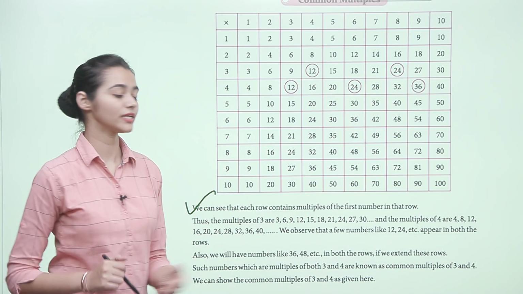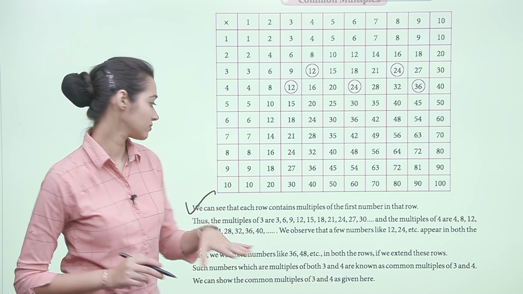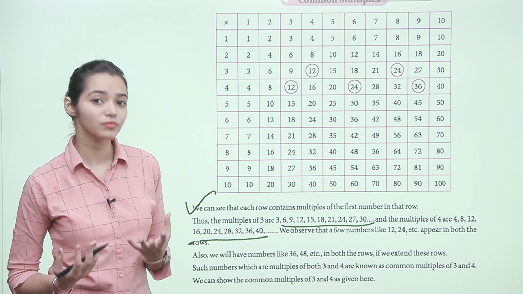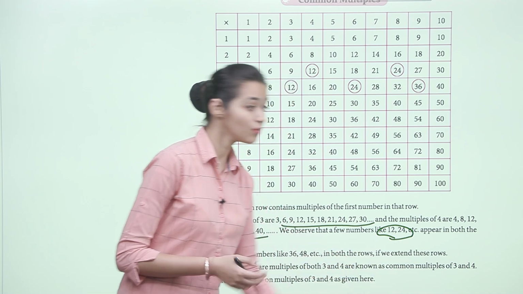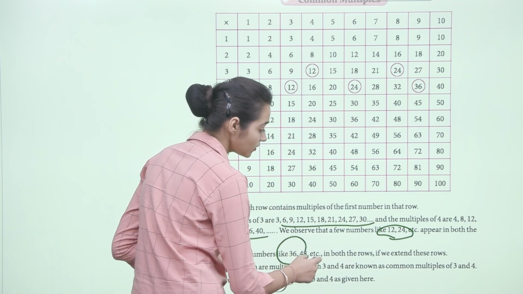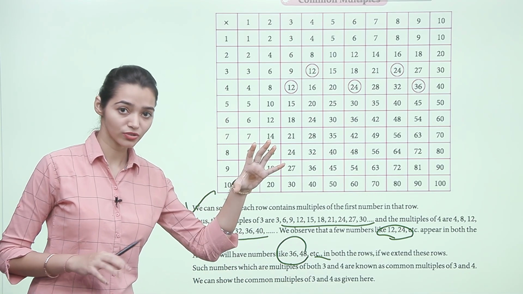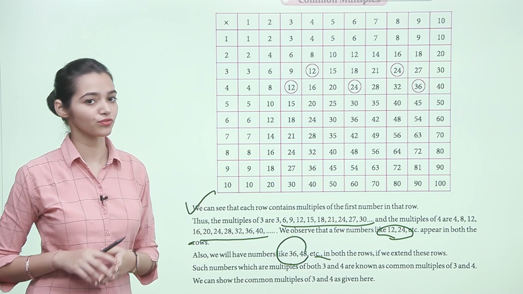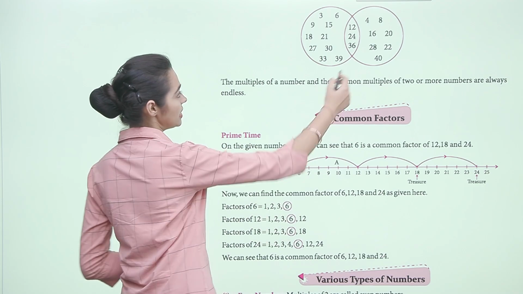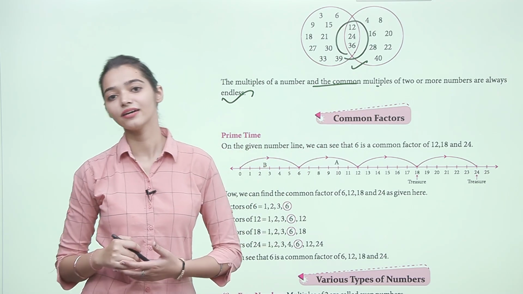Now, we can see that each row contains the multiples of the first number in that row. Thus, the multiples of 3 are all of these numbers and the multiples of 4 are all of these numbers. We observe that a few numbers like 12 and 24 appear in both of these rows. We also know that 36 and 48 appear in both rows if we extend them. Such numbers which are a multiple of both 3 as well as 4 are the common multiples of 3 and 4. So, here are 12, 24 and 36. These are the common multiples of 2 or more numbers, and they are endless.